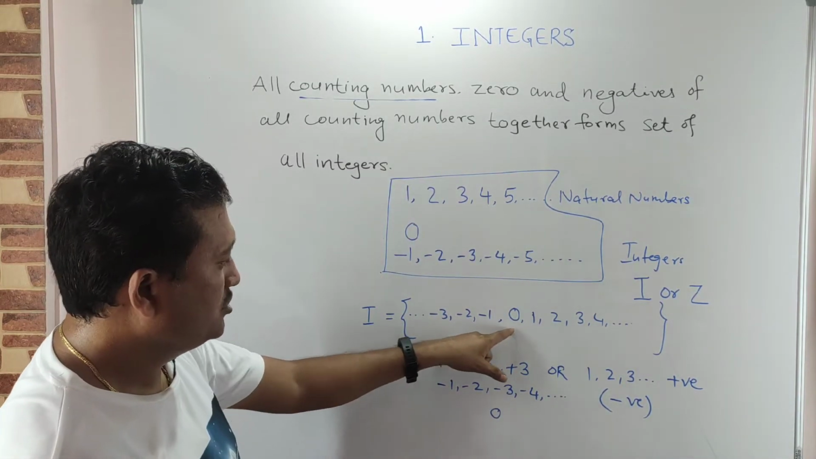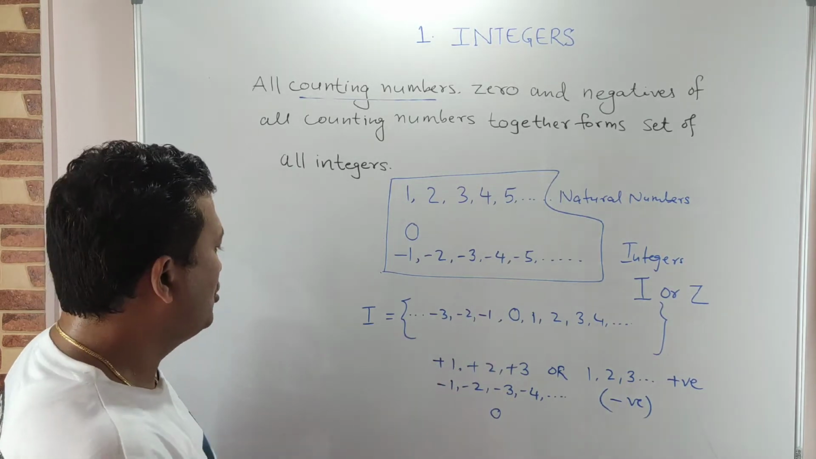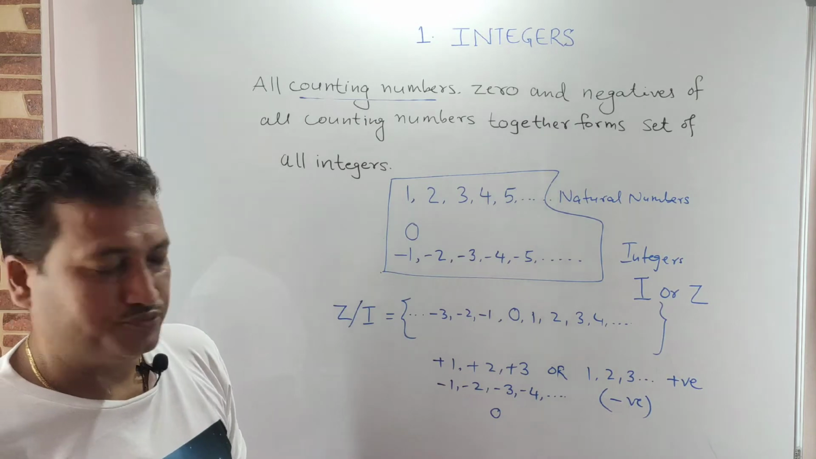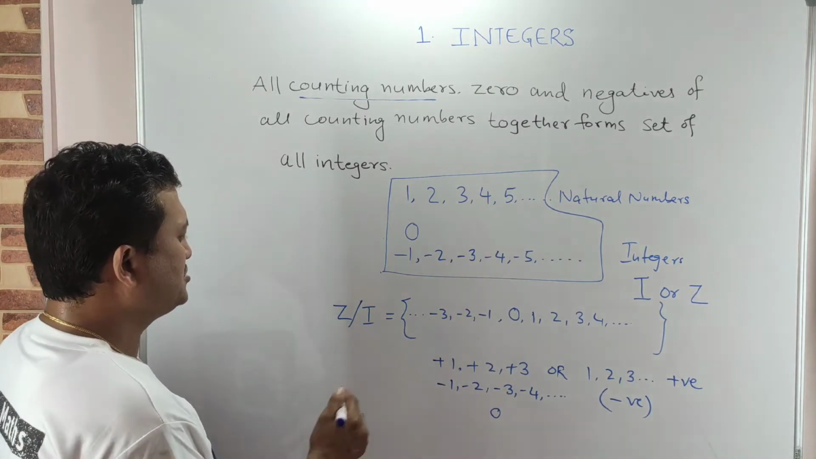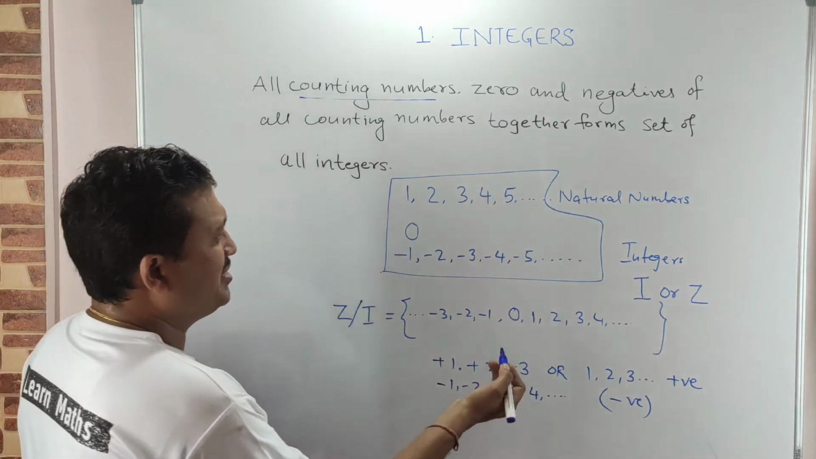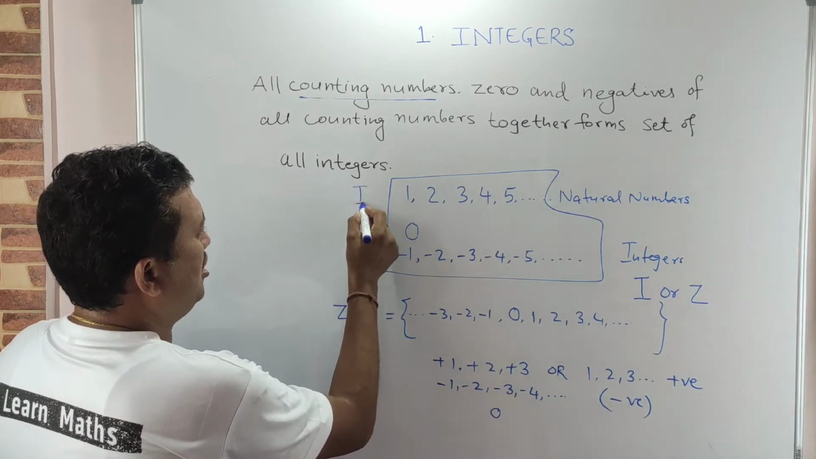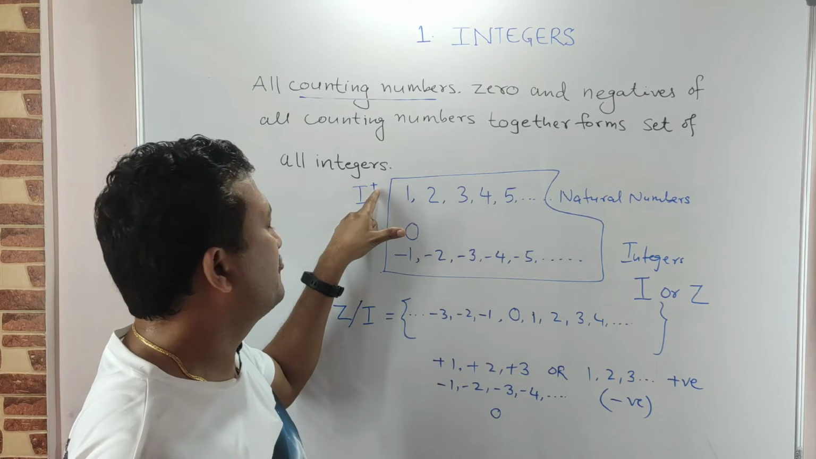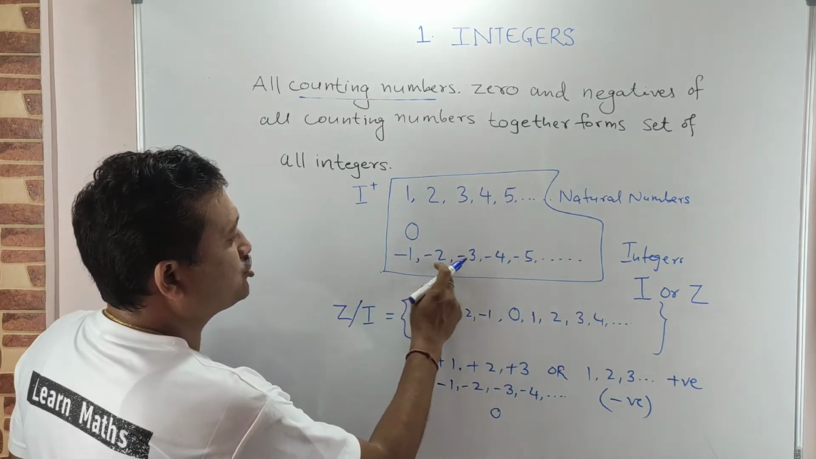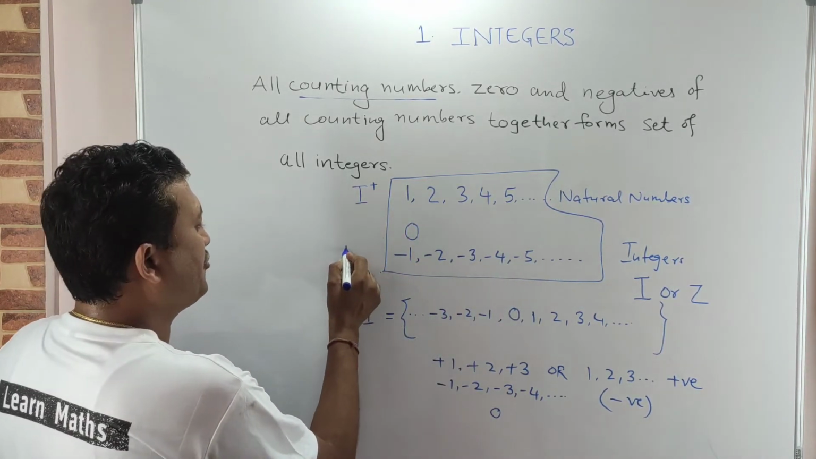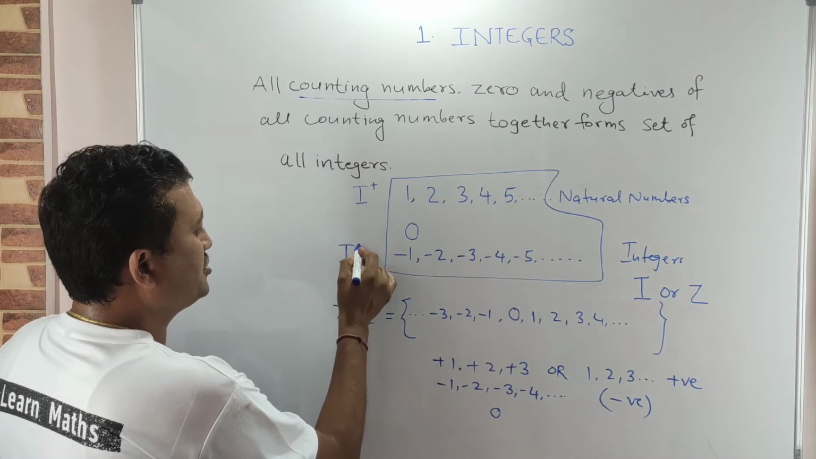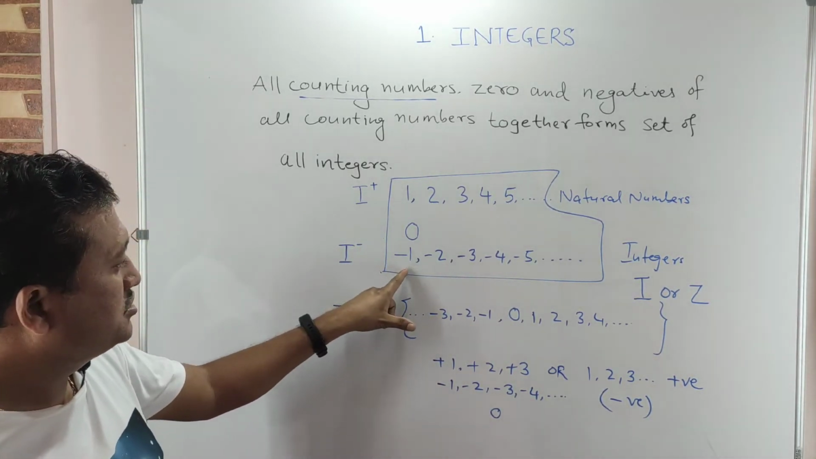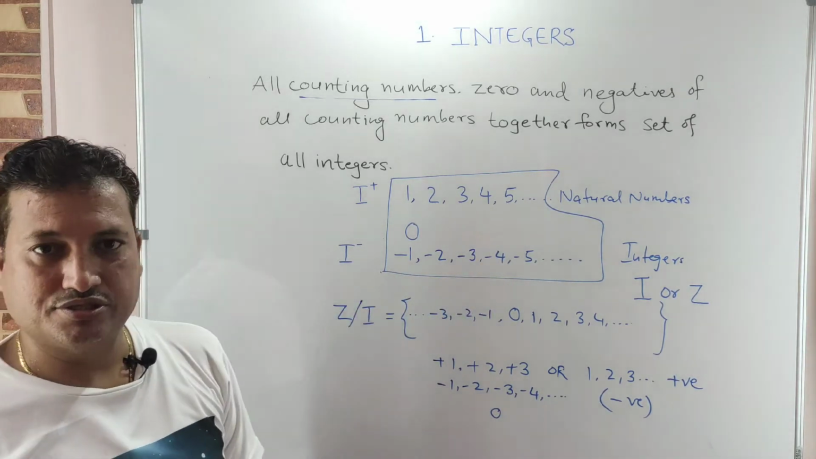We can denote the set of integers with the letter I, or you can also write Z. Positive integers we can write as I plus, and that's why we have a plus. -1, -2, -3, -4, -5 are negative integers. You can also write here I minus. You can see we have a minus sign, which means they are negative integers.